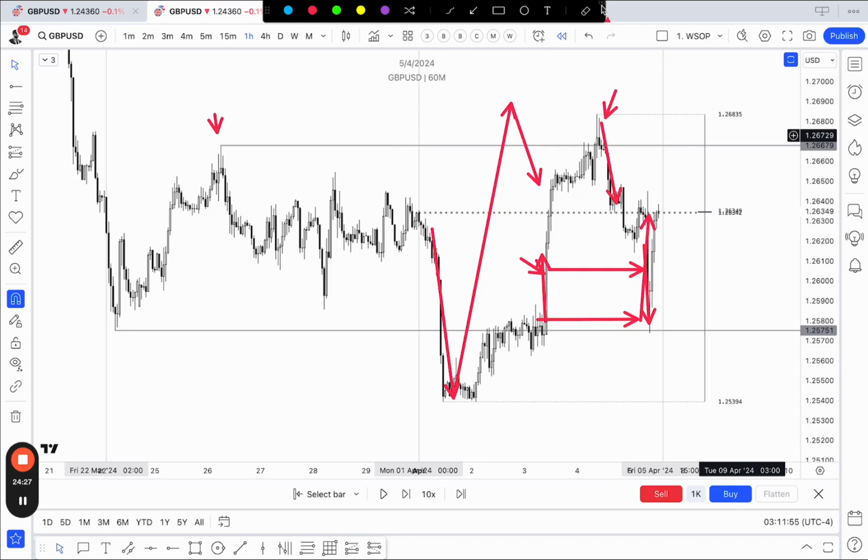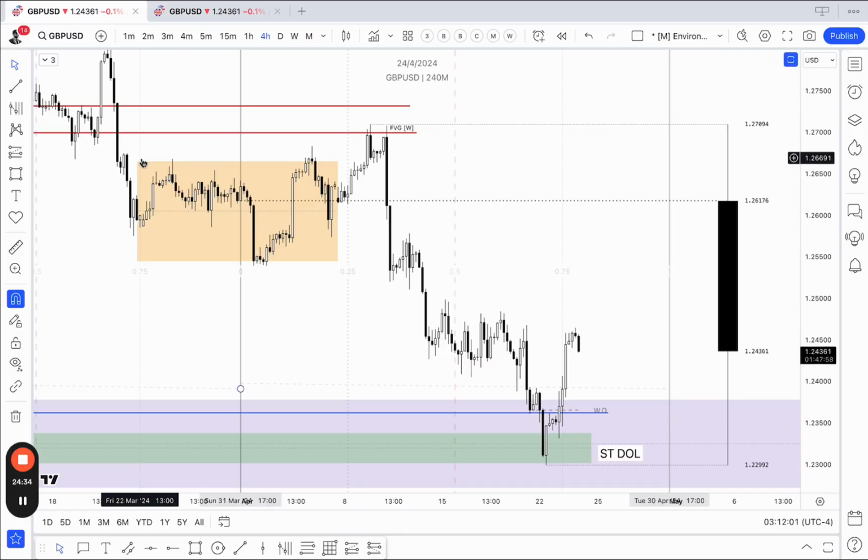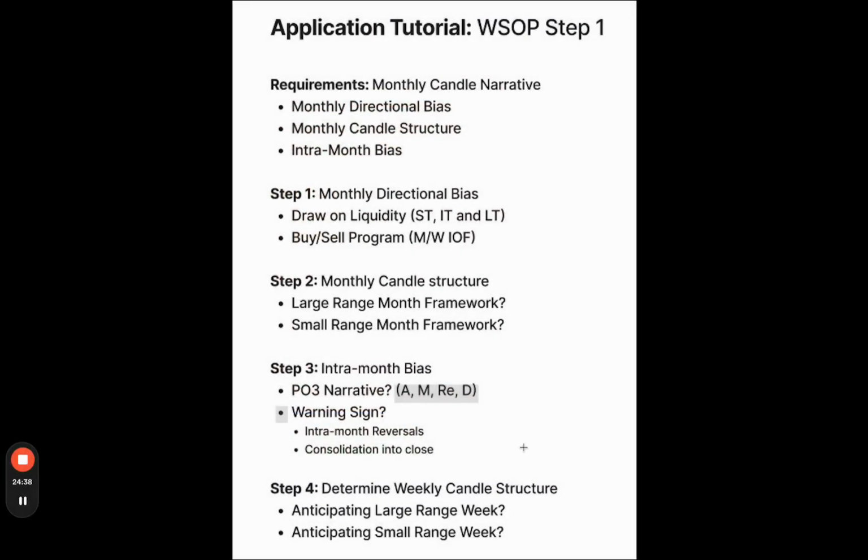Alright, and all of that was possible. This entire structure of candle was possible due to identifying that the Power 3 narrative was consolidation. What if the Power 3 narrative is manipulation or range expansion?